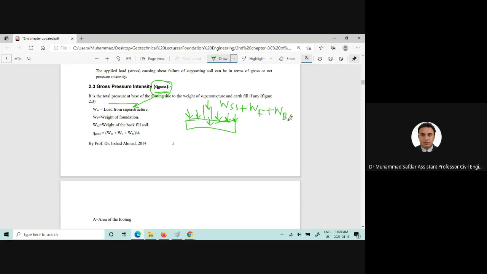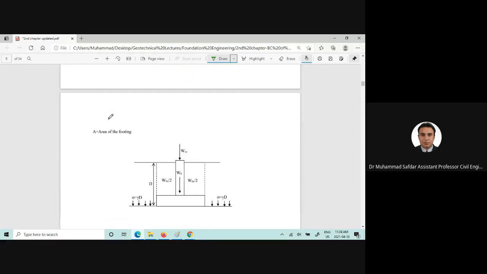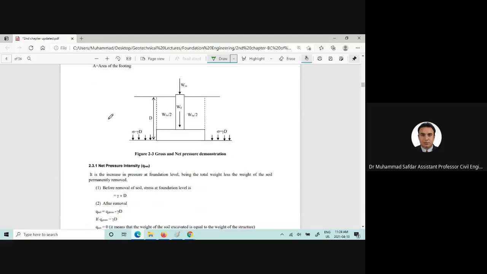I would call that PS. So here you can see the weight of superstructure, weight of foundation, weight of backfill soil, and if you divide that by the area, then you will get the gross pressure intensity or the gross bearing capacity for that soil.